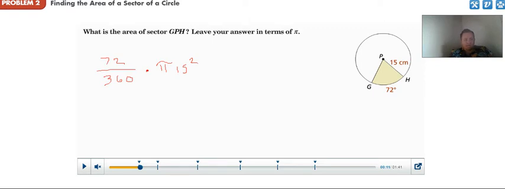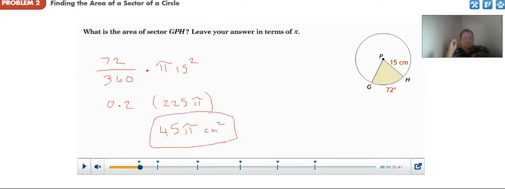Let's just say I showed you what I'm doing. I get 0.2 times, this is going to be 225 pi, and when I multiply these together, times 225, this is going to leave me with 45 pi. Okay? And then remember, we're talking about area, so we should do centimeters squared. And again, that's going to give us the measure of that shaded area, that sector that we have right there.